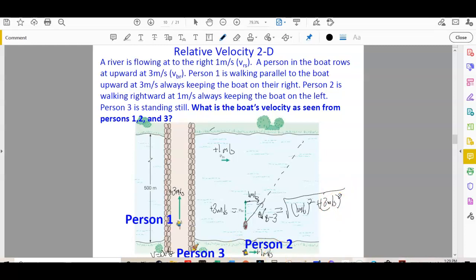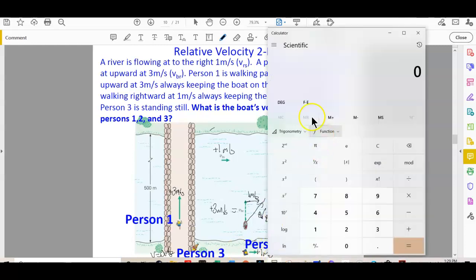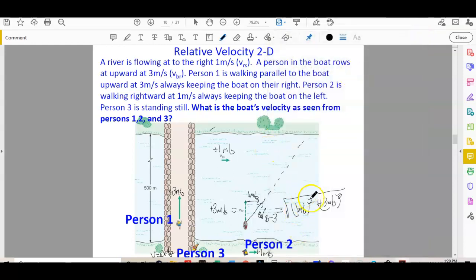And so what is that number? So 1 squared, so that is what? 9 plus 1, so that's the square root of 10. So the square root of 10 is 3.16. So they're going to see the boat moving at 3.16 meters per second up and to the right. That is going to be the velocity of the boat relative to person number 3.